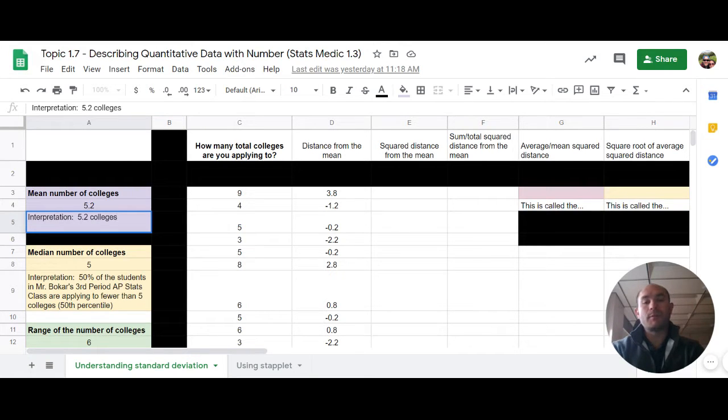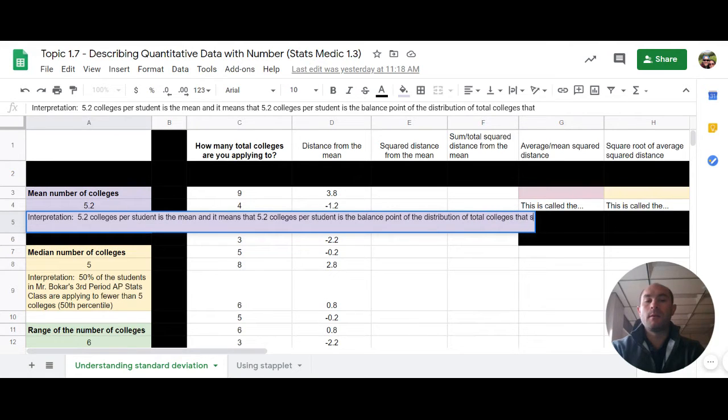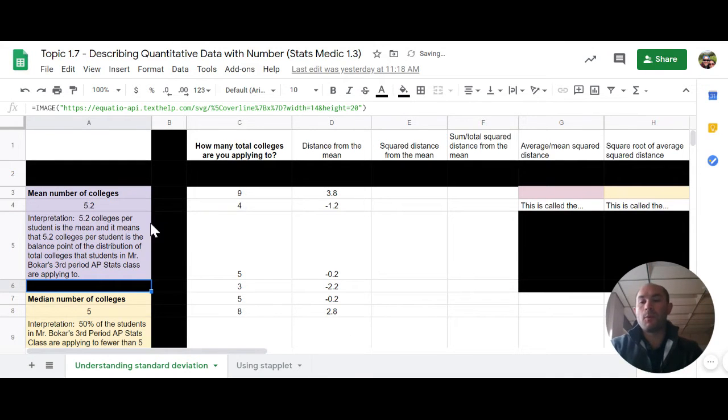5.2 colleges, I think this is important, per student is the mean, or the average, and it means that 5.2 colleges per person or per student is the balance point of the distribution of total colleges that students in Mr. Bokar's third period AP Statistics class are applying to. So it's the balance point of that distribution.